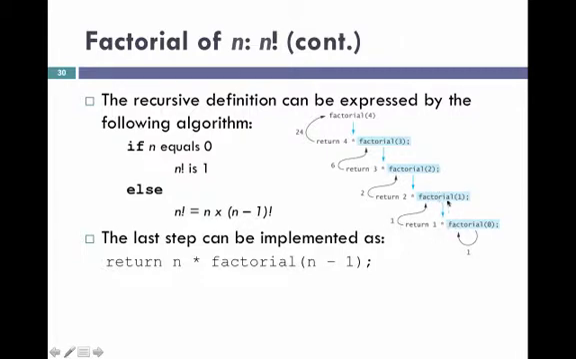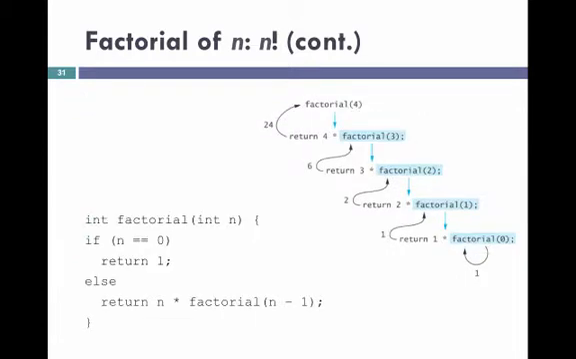So 1 is the result of the factorial of 1. If we return 2 times 1, we get 2. 3 times 2, we return 6. 4 times 6, we return 24 as the result of the call to factorial passing 4 as the input parameter. Here's the C++ code for our recursive function, our base case, and our recursive definition.